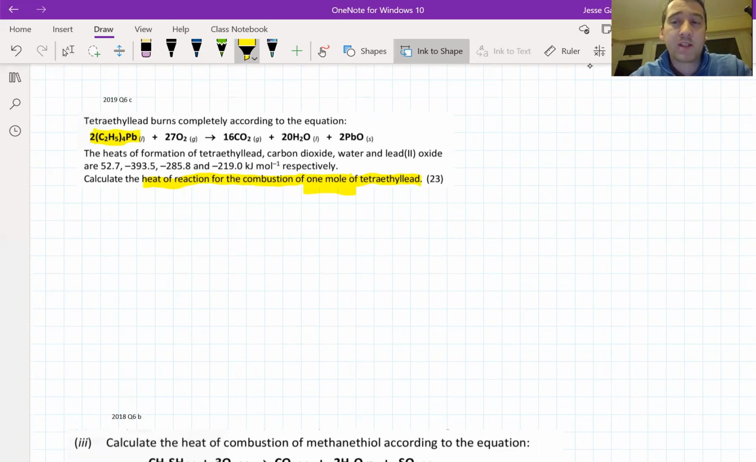Now, this is the most common mistake I see students making on these questions, is they mix up which formula belongs with which name and belongs with which number. That's literally the biggest mistake people make. So tetraethyl lead is this one, and here's its name. The heats of formation of tetraethyl lead. Now, it's the first name here. Where you have the first name, that means the first number for the heat of reaction is going to belong to tetraethyl lead. So the first number here is 52.7, like that. So 52.7 is the number that belongs to tetraethyl lead.